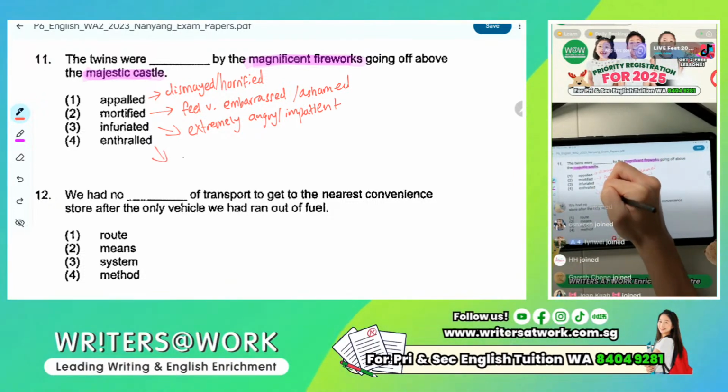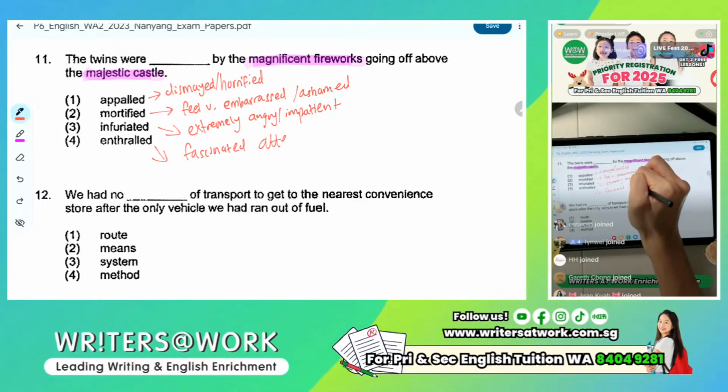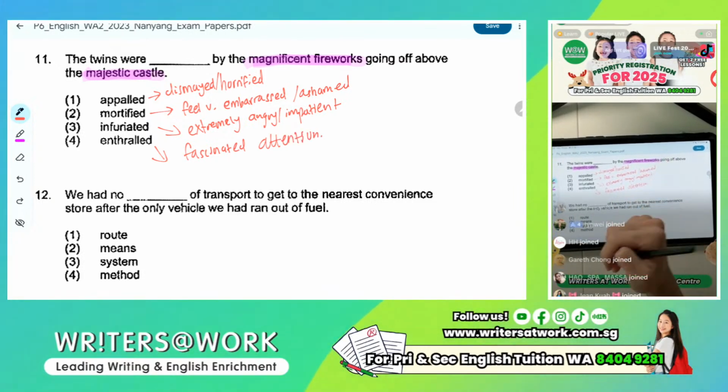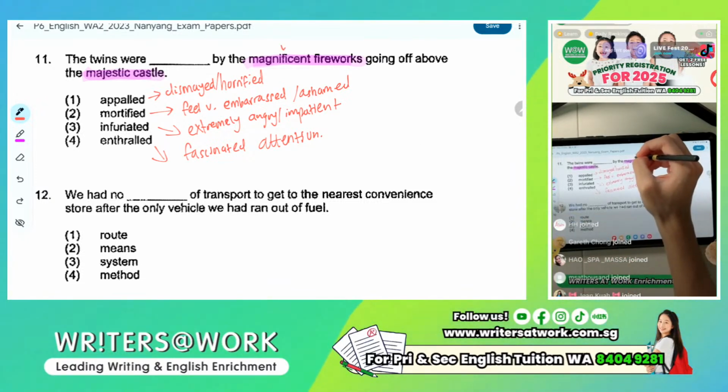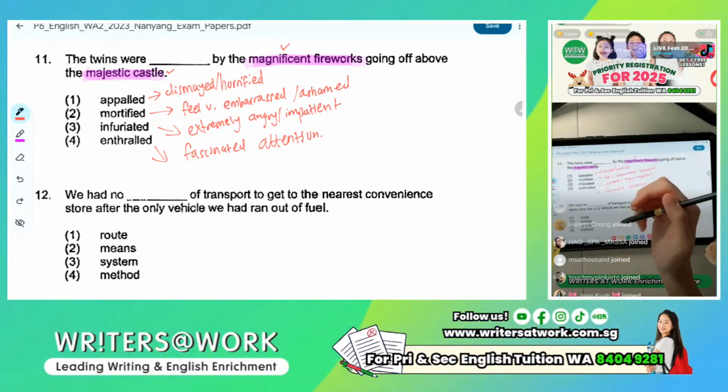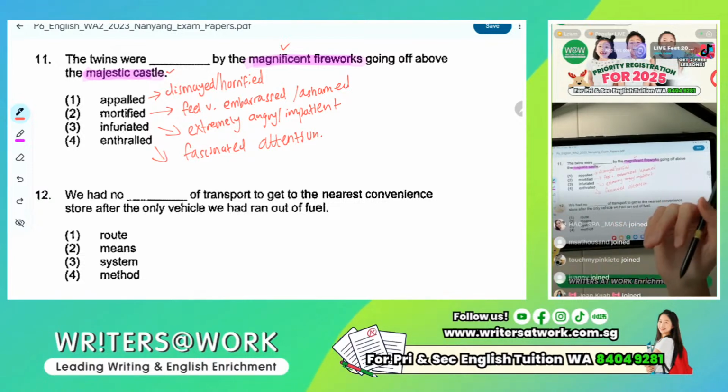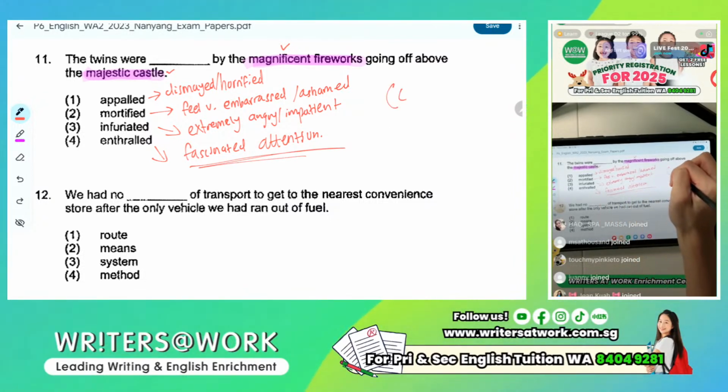While enthralled means that you have the fascinated attention of someone. That means you are very attracted to the thing. All right. So because of this, two positive elements here, where we are talking about some scenery that is very nice, we would say that the people are enthralled. That means you caught their attention to admire this aesthetic beauty.